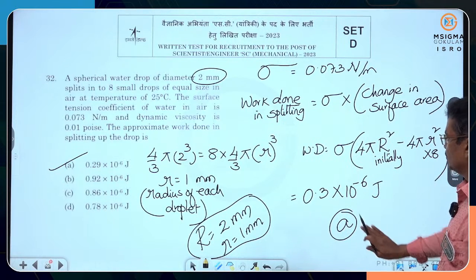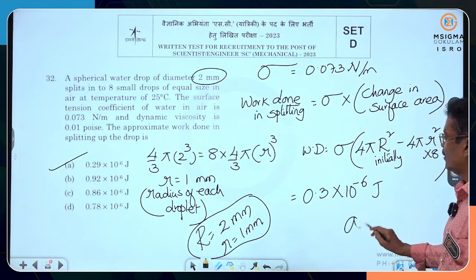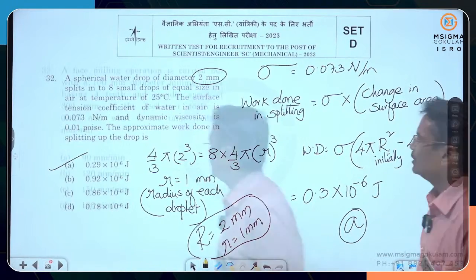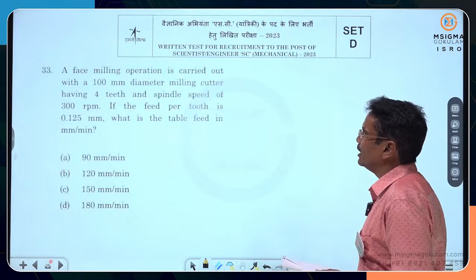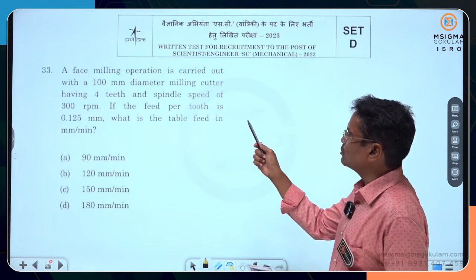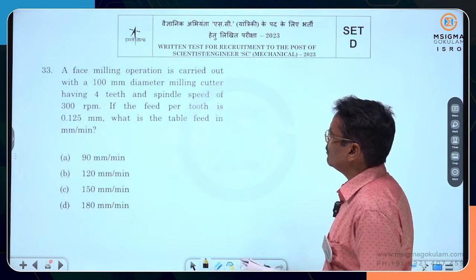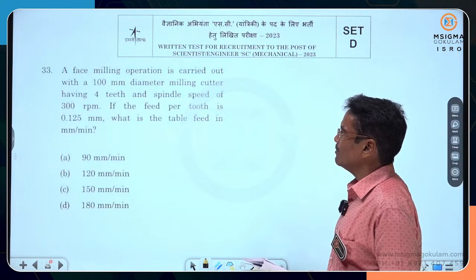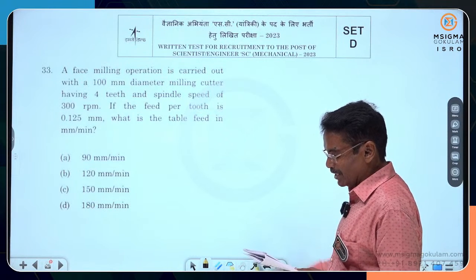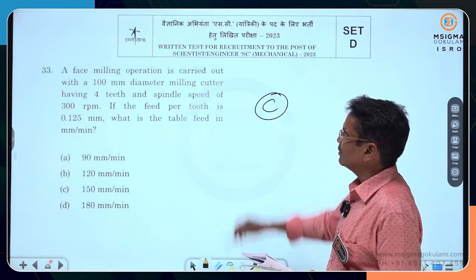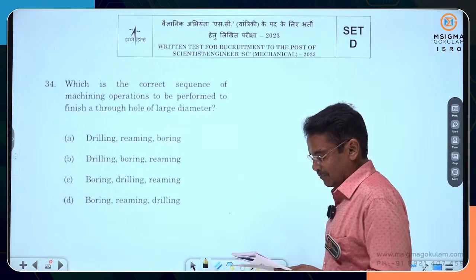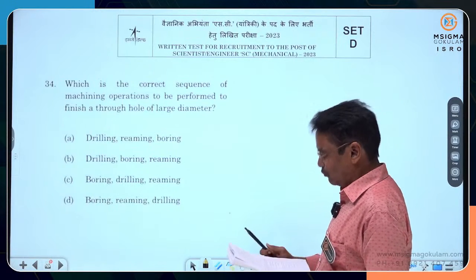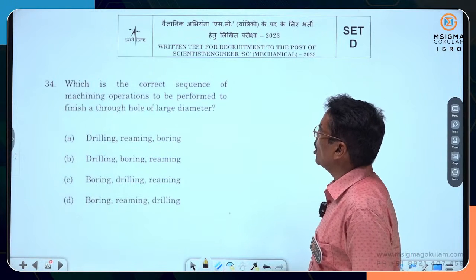Answer is A. A face milling operation is carried out with a 100 mm diameter milling cutter having 4 teeth and spindle speed of 300 rpm. If the feed per tooth is 0.125 mm, what is the table feed in mm per minute? The answer is C. It is a problem on milling.